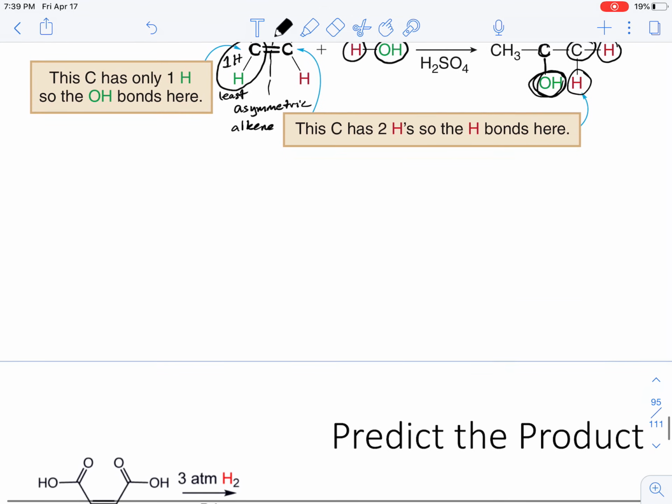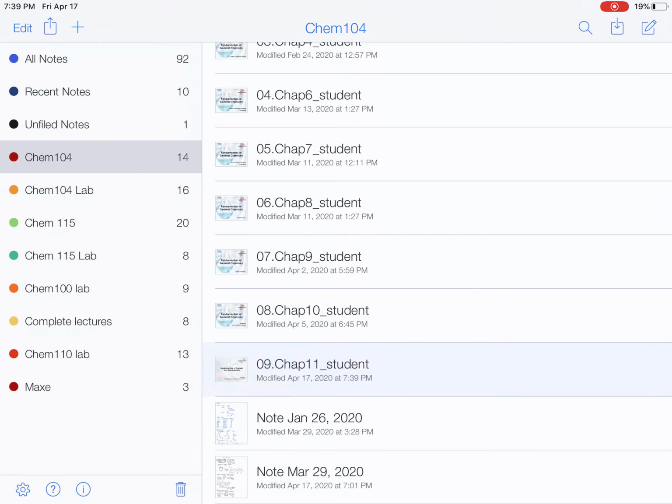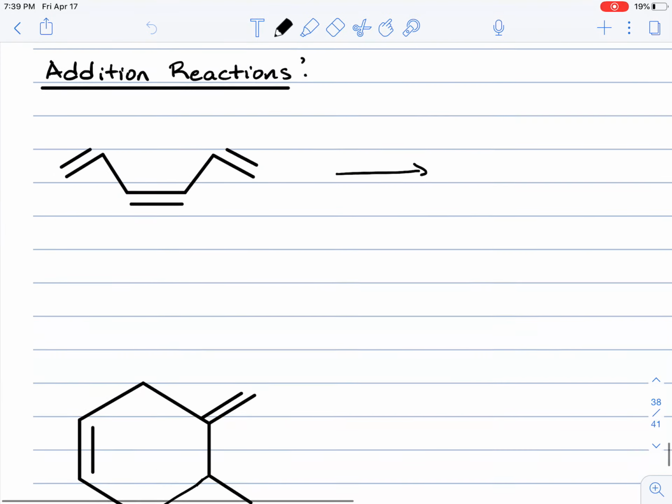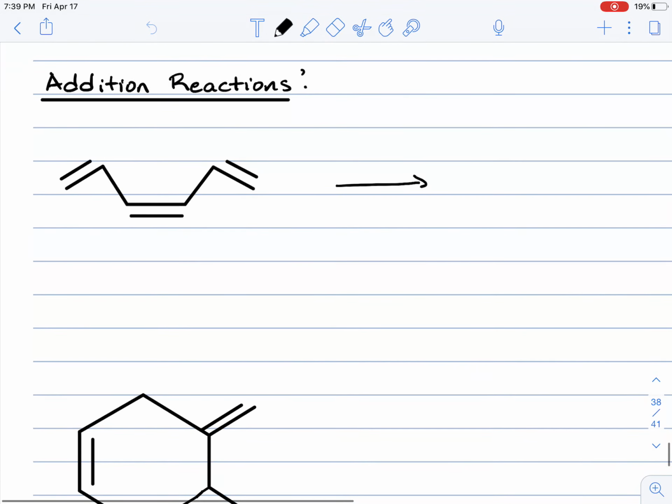So we're going to go ahead and get some practice predicting the products. My expectation for you is to be able to predict the products given the reactant and given the reagent. Let's go over a few examples, and then we're going to use the same examples for hydration. So right now we're going to go through examples for hydrogenation.